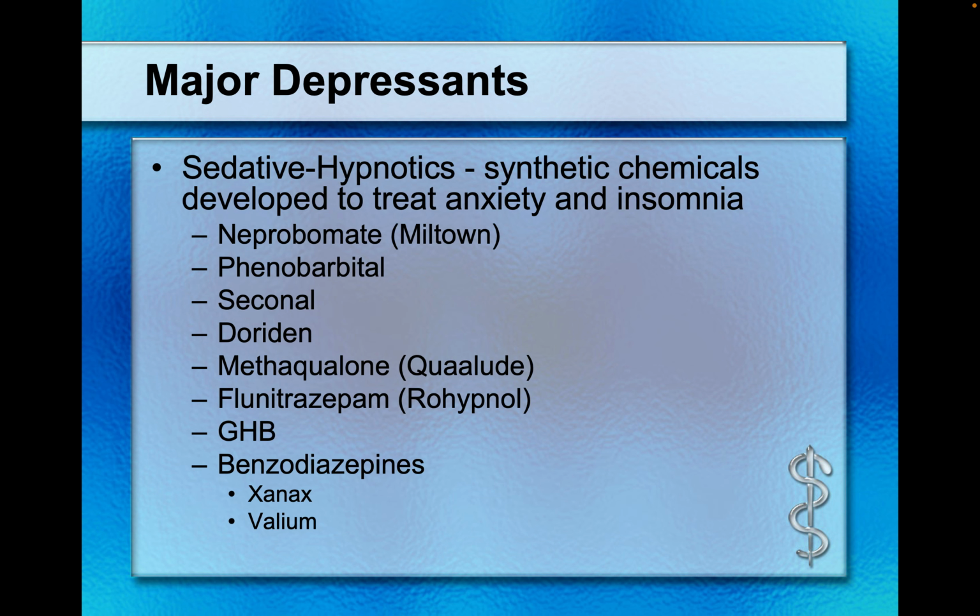Sedative hypnotics are synthetic chemicals developed to treat anxiety and insomnia. They include meprobamate, also known as Miltown, phenobarbital, Seconal, Doriden, methaqualone, which is also known as Quaalude, flunitrazepam, which is also known as Rohypnol, the date rape drug, GHB, which is also a date rape drug, and benzodiazepines, which include the very popular Xanax and Valium.